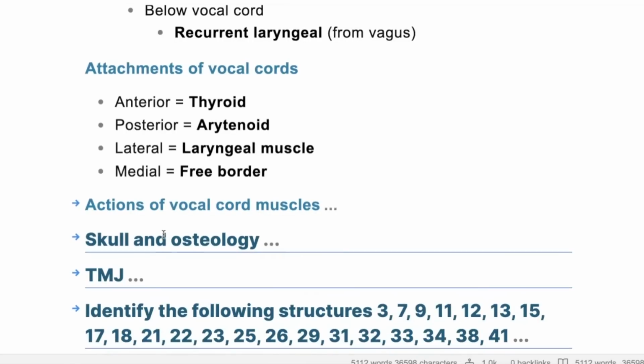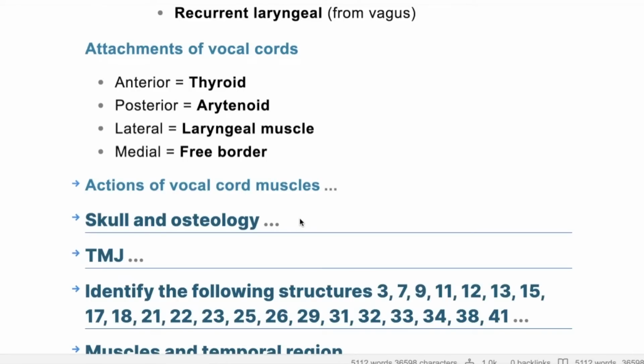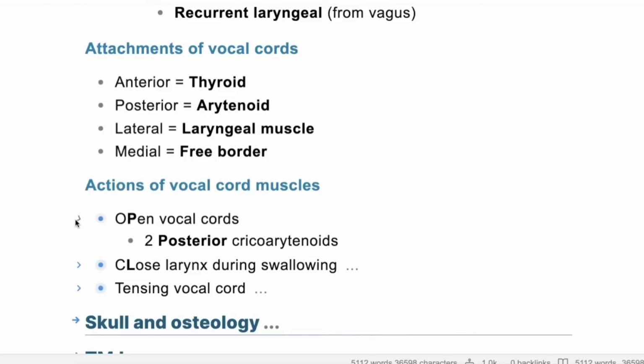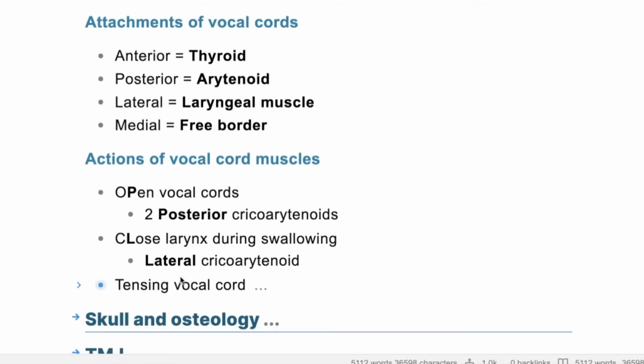Can you tell me the actions of vocal cord muscles? Yes, the muscles responsible for the opening of the vocal cords are the 2 posterior cricoarytenoid, while there are 2 muscles for the closing, which are the lateral cricoarytenoid muscles. I think the posterior cricoarytenoid contracts and pushes the vocal cords to the outside. It's fine, you've said it correctly. So opening is posterior, the P goes with the P, and closing is lateral cricoarytenoid muscle.